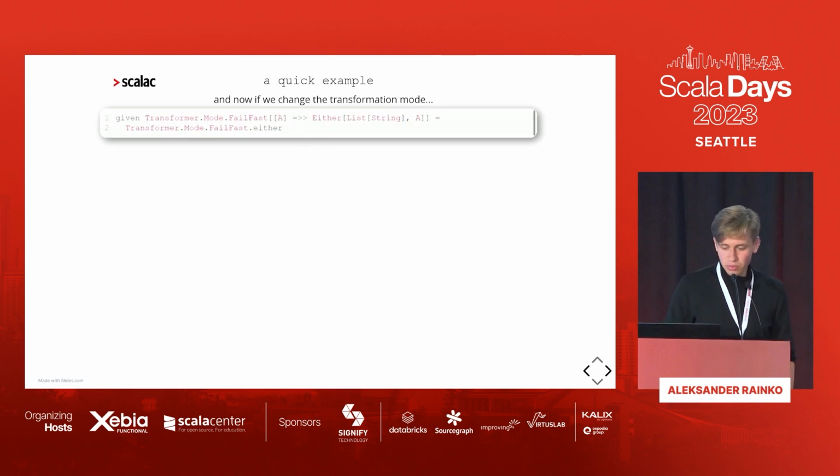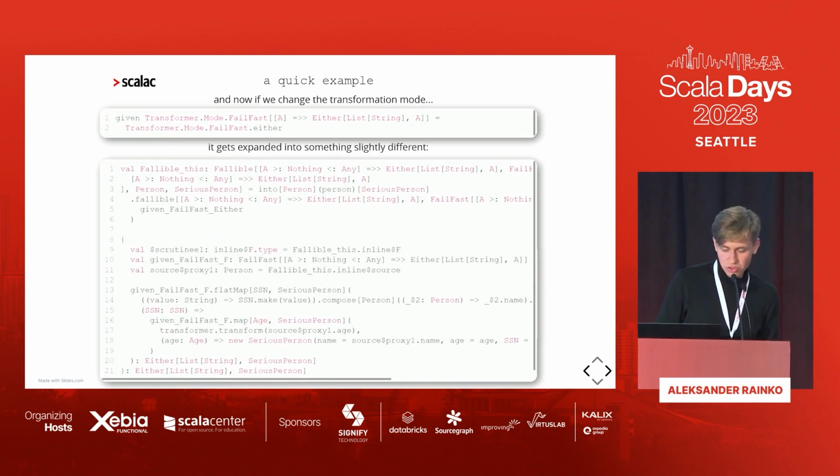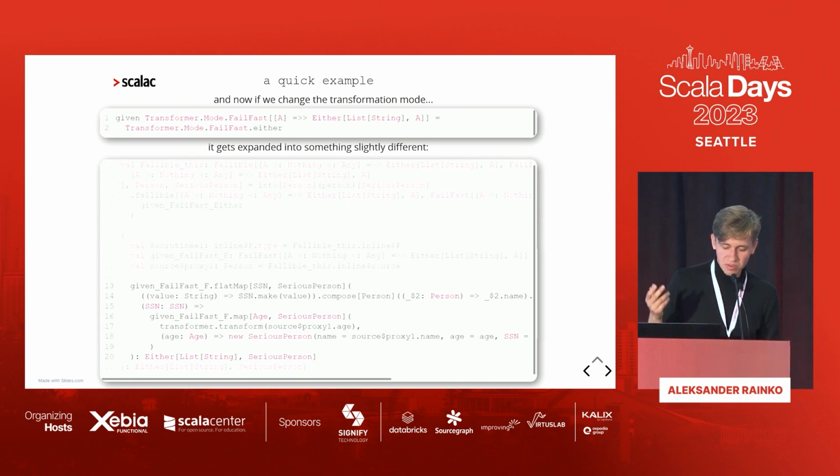So yeah, another example with the fail-fast transformation mode. The transformation itself looks kind of different because now it's not a product chain call. It's a flatMap chain call, basically.